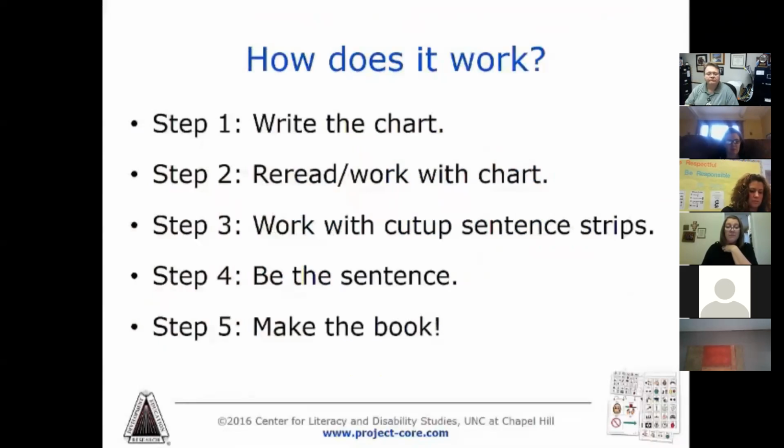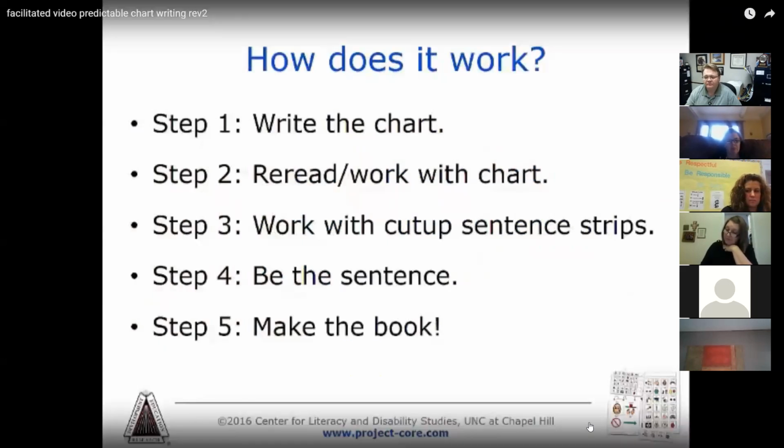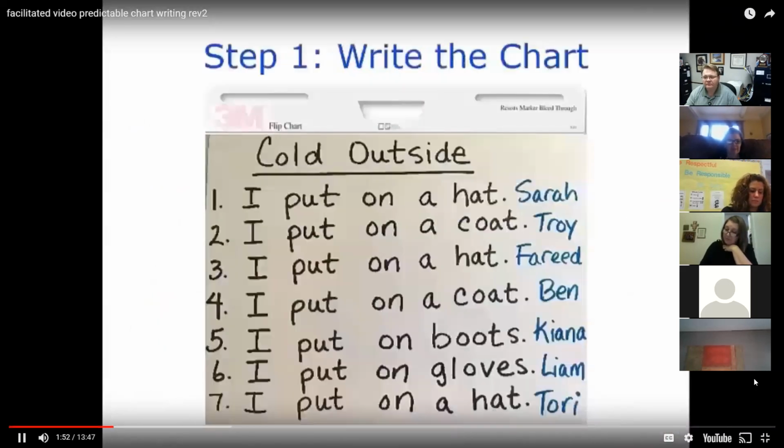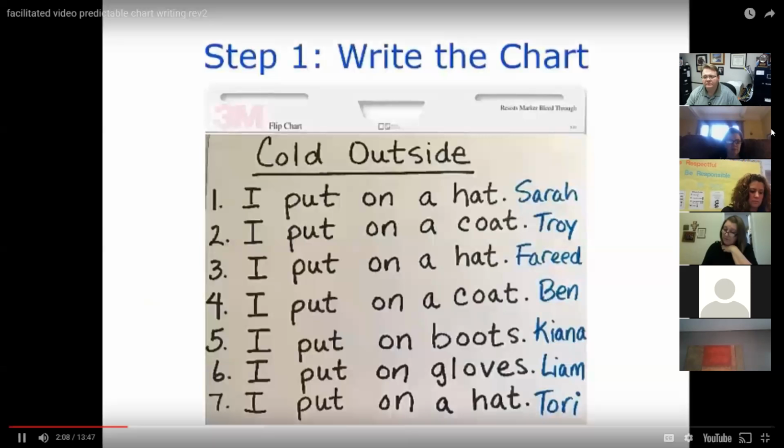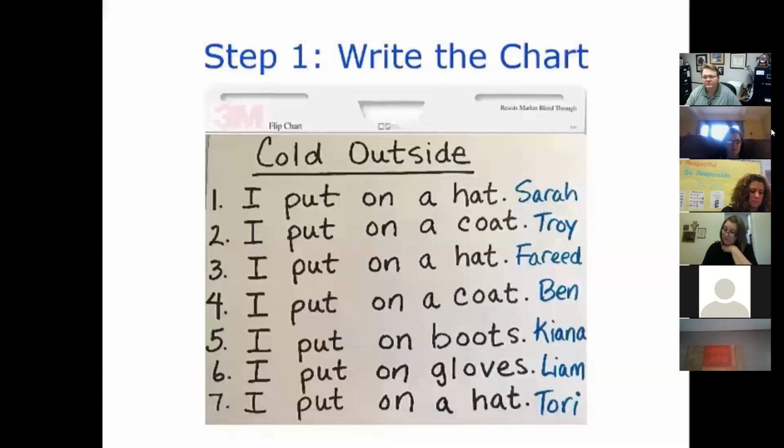Depending on the skills of your students, each step can be completed on a separate day, or multiple steps can be combined into a single session. Let's go over each step in depth. During step 1, the group creates the chart together. Here you see an example of what a completed chart looks like. The topic or title of the chart in this example is Cold Outside. The teacher selected the topic or title of the chart and selected the sentence stem, I put on.